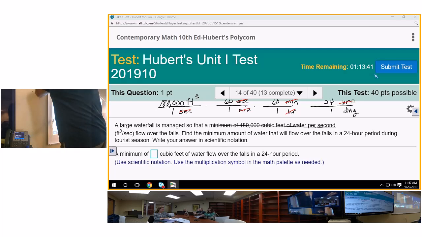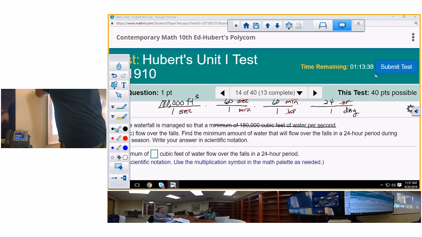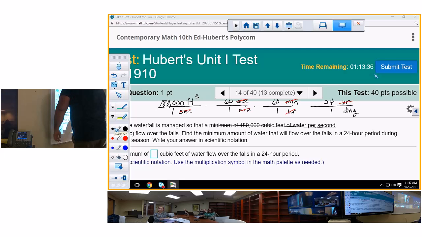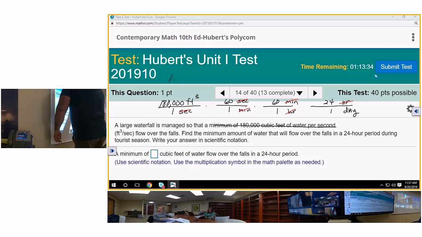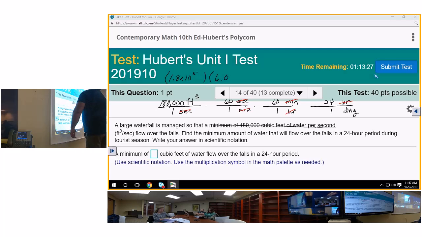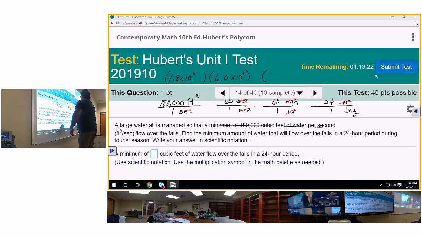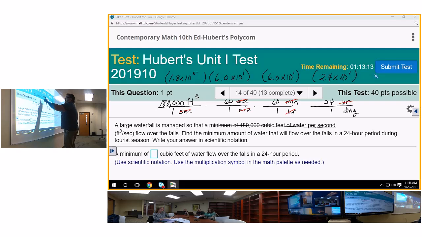Now I'm going to put it in scientific notation and then you do what you want. So this is going to be 1.8 times 10 to the 5th times 6.0 times 10 to the 1st times 6.0 times 10 to the 1st times 2.4 times 10 to the 1st. Now what is 5 plus 1 plus 1 plus 1? 8. 10 to the 8th.